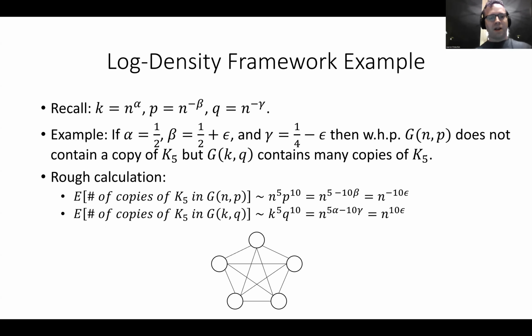Following similar logic, the expected number of copies of K5 in G(k,q) is on the order of k to the 5th times q to the 10th, which is equal to n to the 10 times epsilon, which is much bigger than 1.